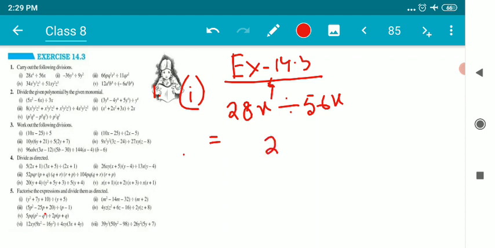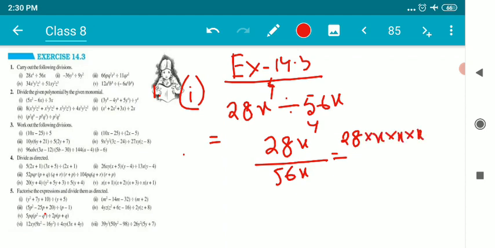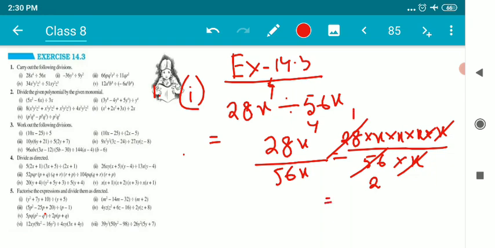I'll write it in this form first: 28x to the power 4 divided by 56x. It can be expanded as 28 into x into x into x into x, divided by 56 into x. Now let's see how to calculate this. x and x will be reduced. 28 twos are 56. No more cancellation can be done. So here is 1, and 1 has no value. If you consider it or don't consider it, it doesn't make any change.